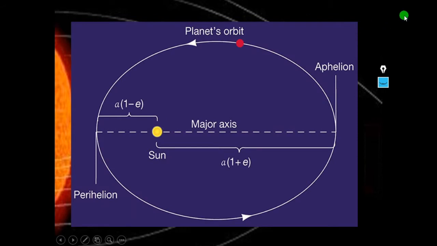I have shown you here in the figure. This is the major axis, and the sun is at one of its foci. The nearest point to the sun is called perihelion. The farthest point on the major axis from the sun is called aphelion. I have already discussed this. This distance will be equal to A into 1 minus E, whereas this distance is equal to A into 1 plus E.